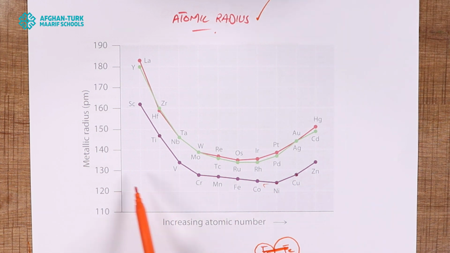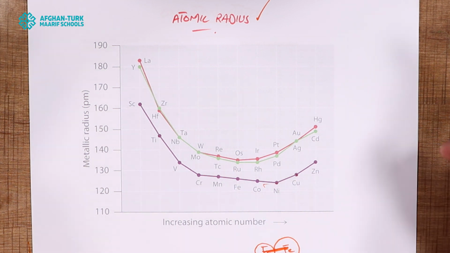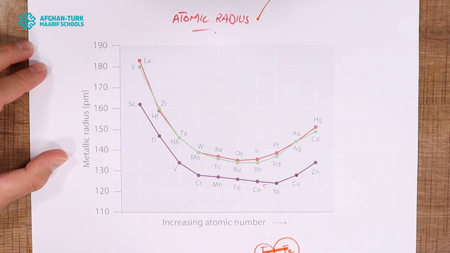For example, for iron it's around 126. So what will be the atomic radius of iron? If we divide 126 by 2, it will make 63. So 63 picometers will be the atomic radius for iron.